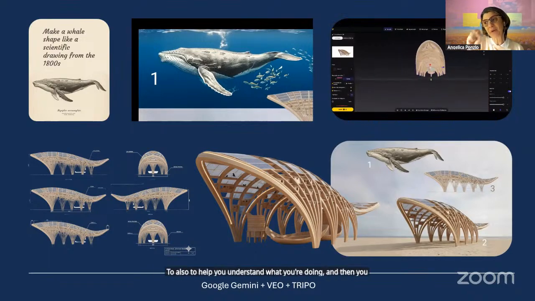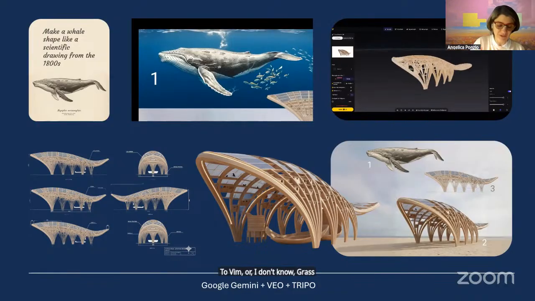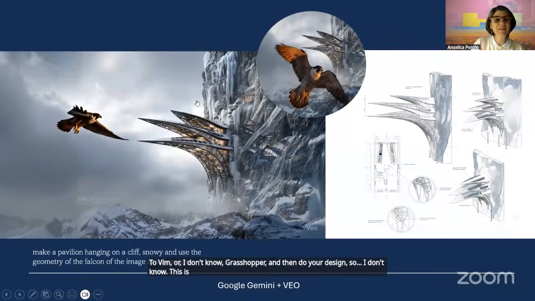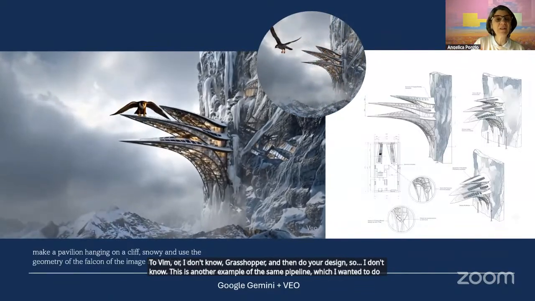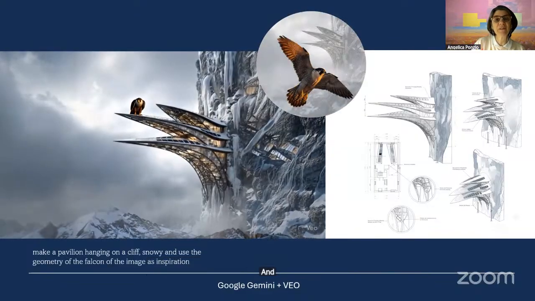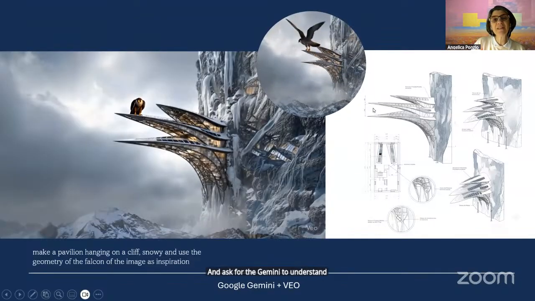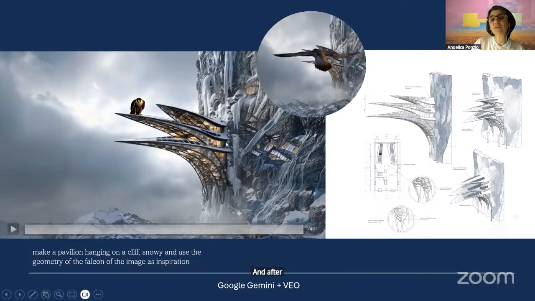And then you can 3D print it, and then you have it in your hand, and then you can go to Beam or, I don't know, Grasshopper, and then do your design. So for now, this is another example of the same pipeline, where I wanted to do a falcon and ask Gemini to understand and study the shape of the falcon, and then use it as an inspiration to do a building hanging on a cliff. And after that, I asked for technical drawings, and it comes up with all these drawings here.